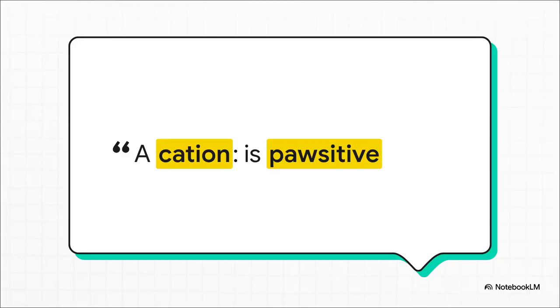And if you ever have trouble keeping that straight, I've got a trick for you. It's a little cheesy, but trust me, it works. A cation is positive. Get it? Like a cat's paw? You are never going to forget that now, especially on an exam.